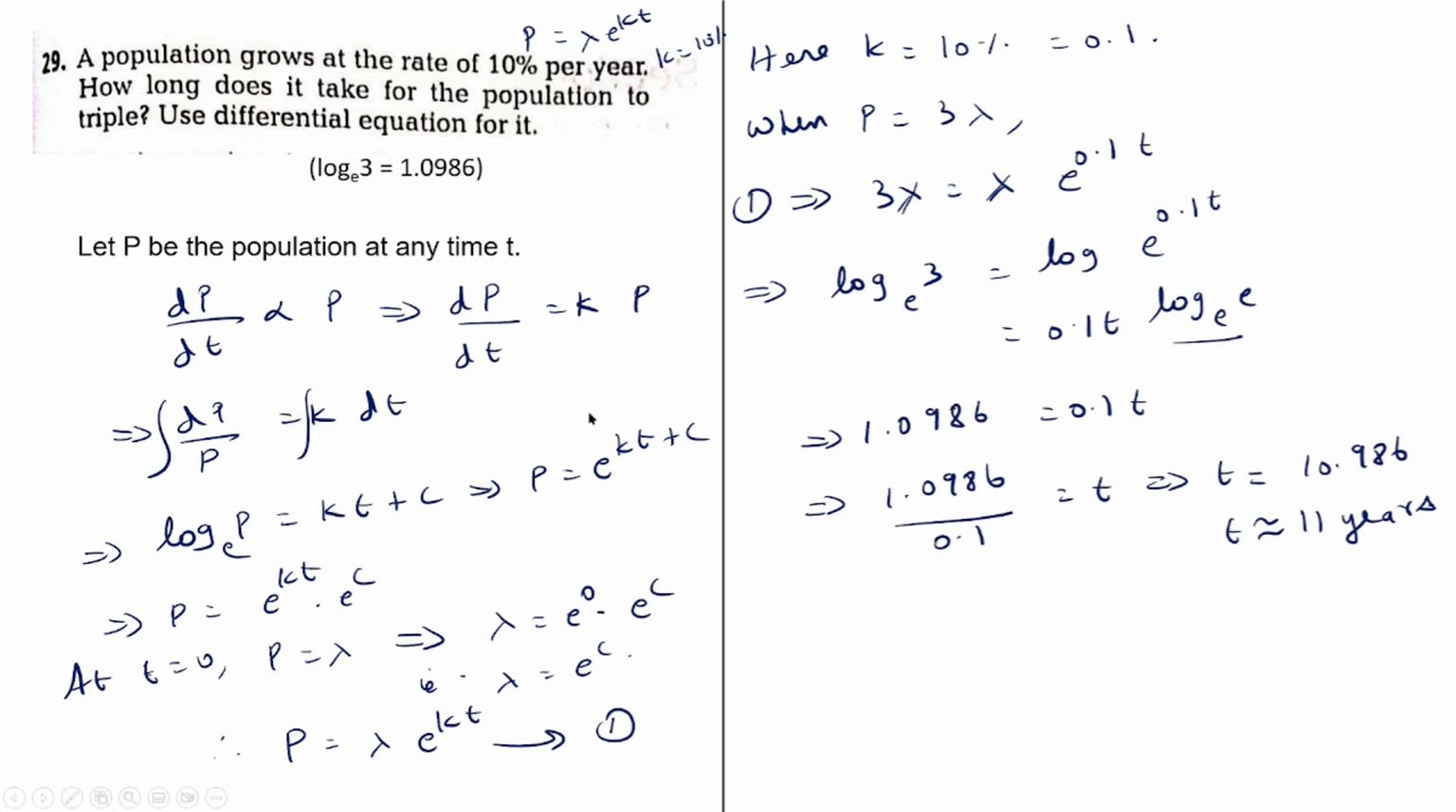So this is a question for 3 marks. Here deriving the model usually carries 2 marks. Then since the growth rate is given, we just have to substitute in the model and find the answer. So the remaining steps carry 1 mark.